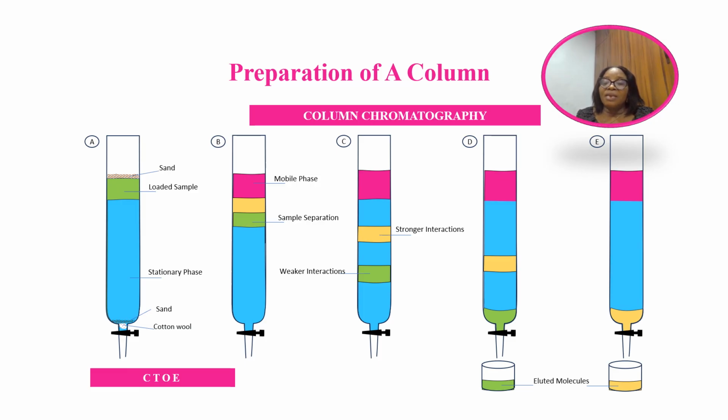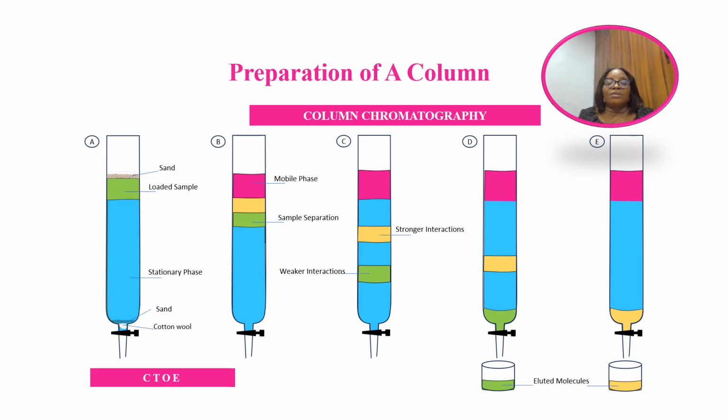After that is the elution process. You add the mobile phase solvent to the top of the column. Allow it to flow through the column and carry the sample components with it. Adjust the flow rate of the mobile phase as needed to optimize separation.